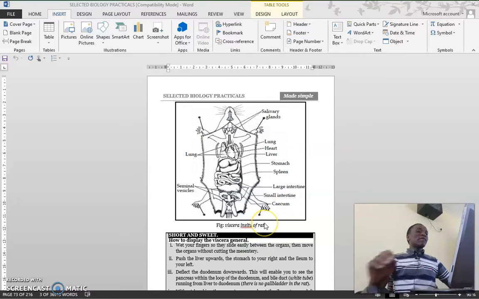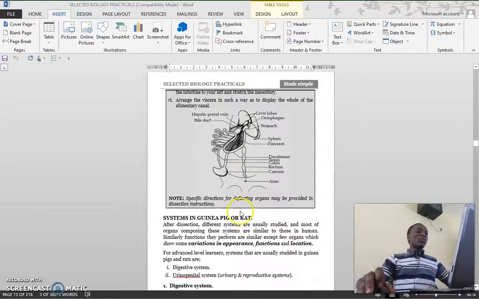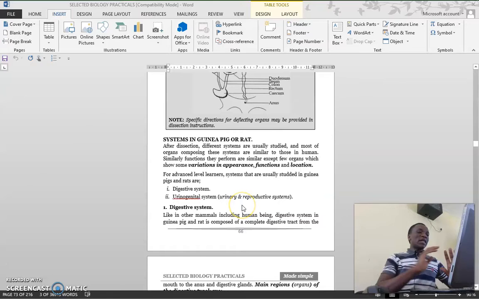Now this is just the viscera in situ. After reading this book, you'll find everything: what is viscera in situ, what is viscera general, and the like. That's how things go with this book, and we'll go on with other parts. It also has everything you need for advanced level, and even for those at equivalent levels of education. They can use this as their guide for dissection.